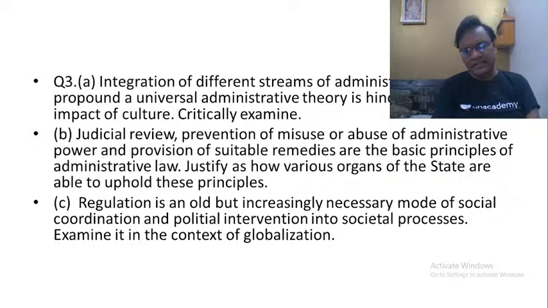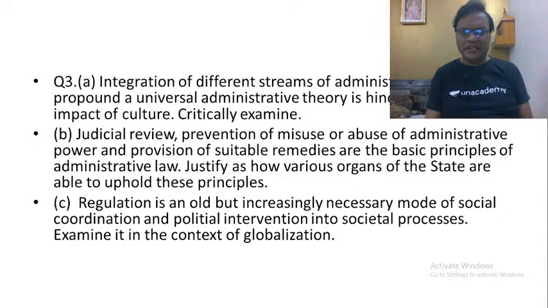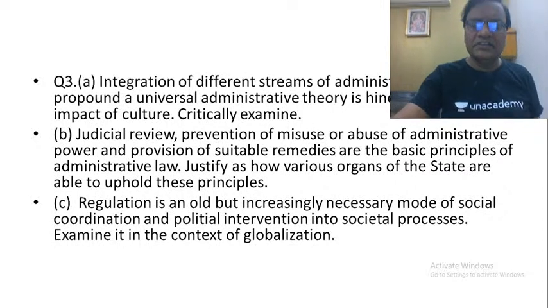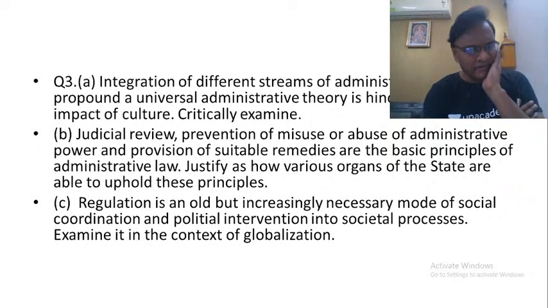Now, coming back here, the question asks how various organs of the state are able to uphold these principles: prevention of abuse of administrative power, provision of suitable remedies, and judicial review. Unfortunately, in a developing country like India, institutions are not very strong in preventing misuse and abuse of administrative power. Take the case of institutions like CBI, NIA, CVC, and Enforcement Directorate. All of them have a huge amount of powers through administrative laws.